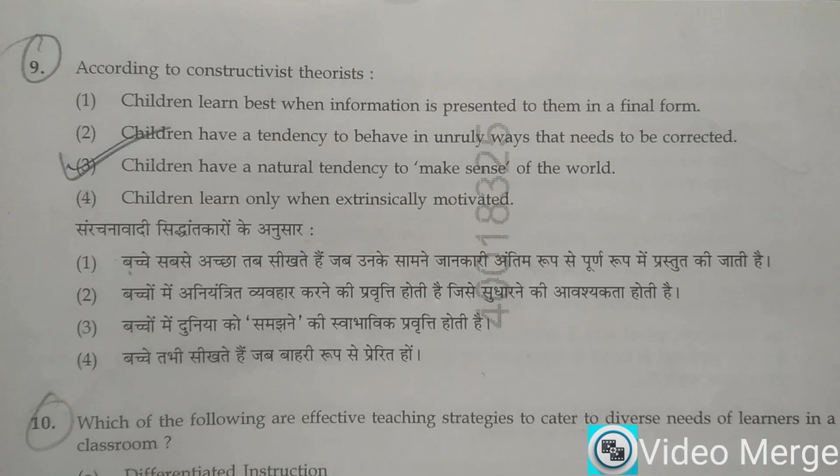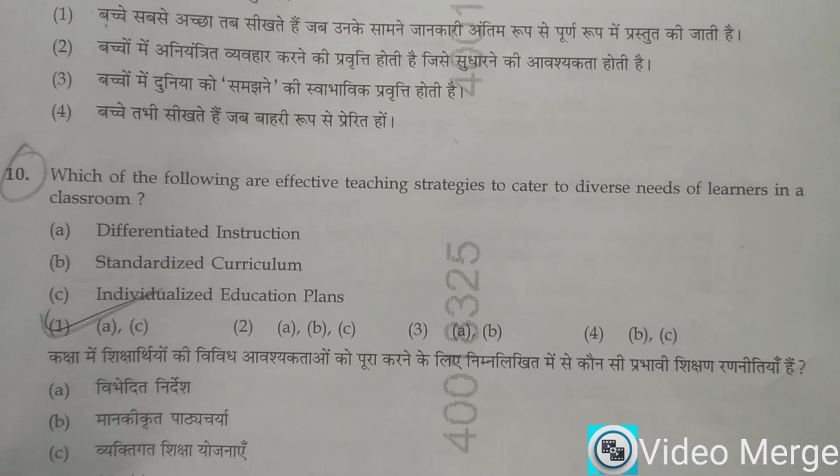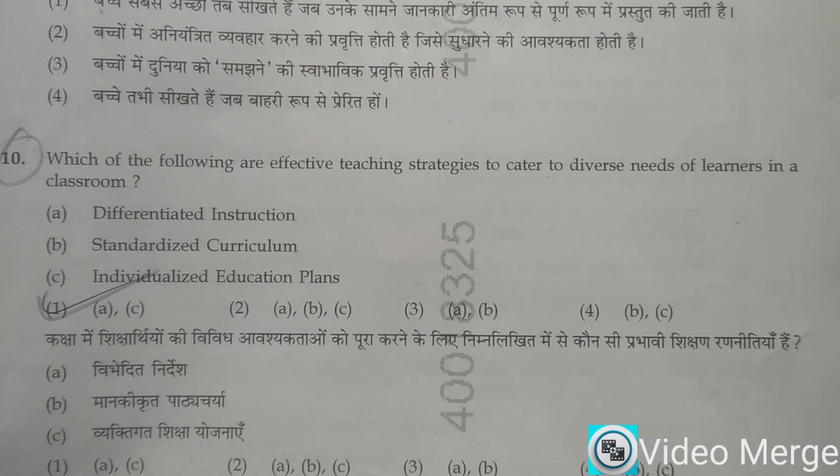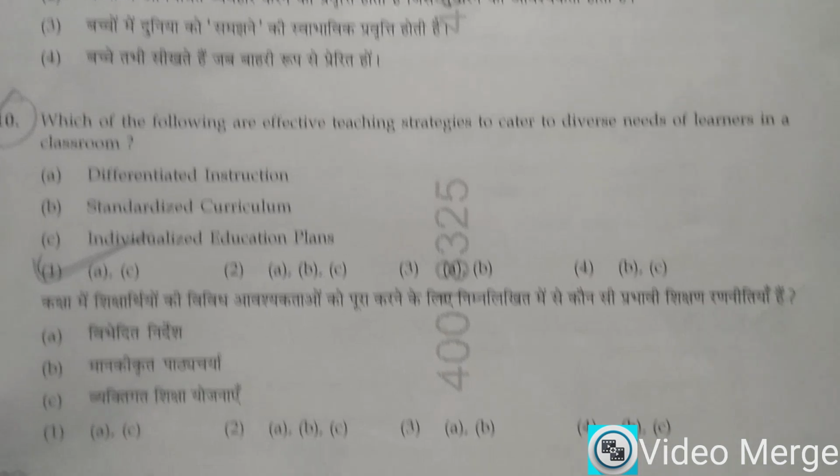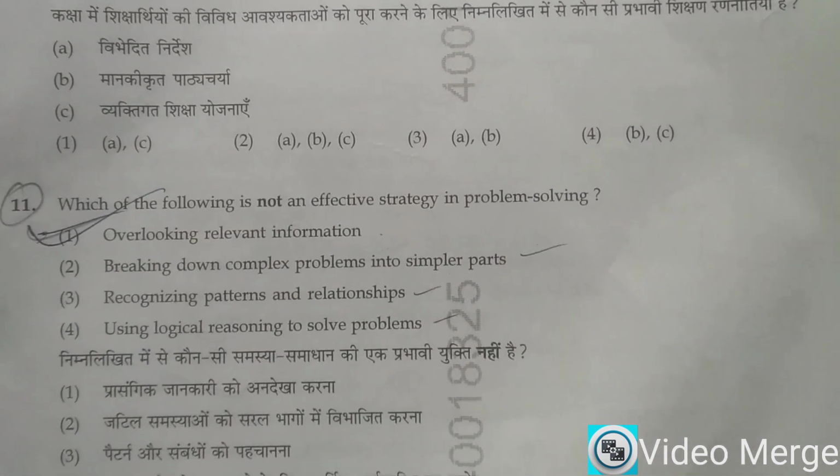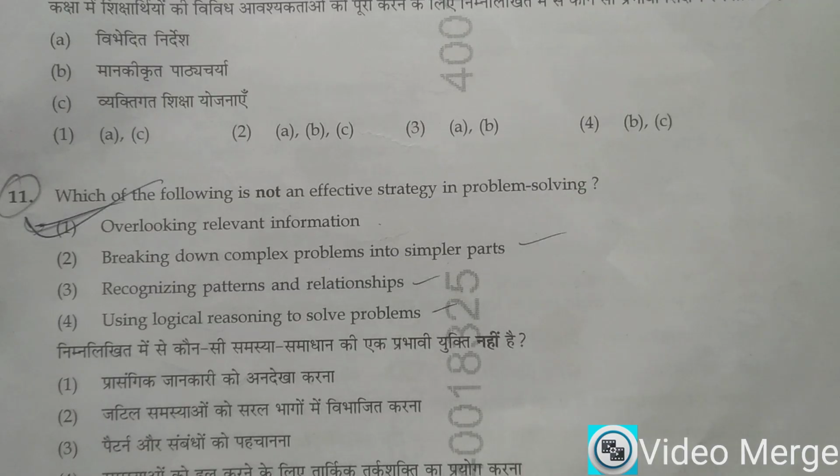Heuristics and algorithm. According to constructivist theories, number 3, children have a natural tendency to make sense of the world. Then, which of the following are effective teaching strategies to cater to diverse needs of learners in a classroom? A and C. Which of the following is not an effective strategy in problem solving? Overlooking relevant information.